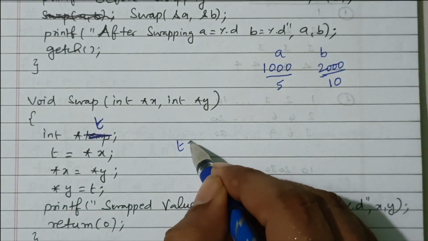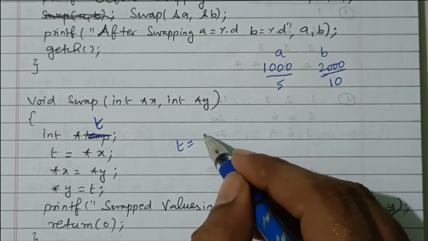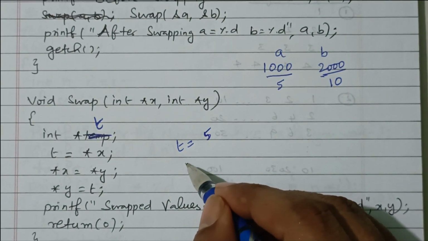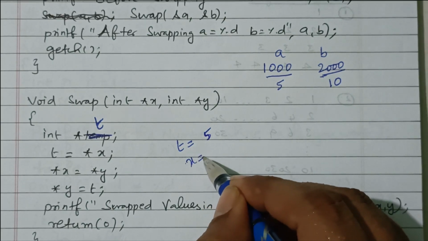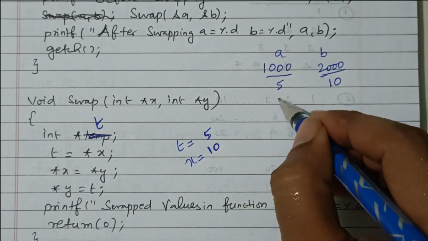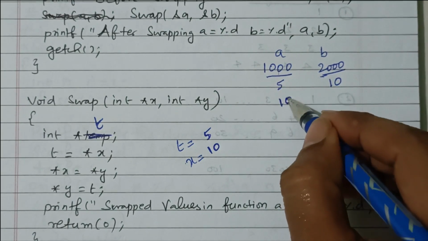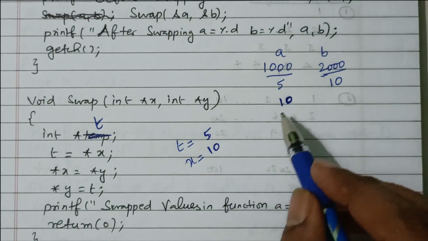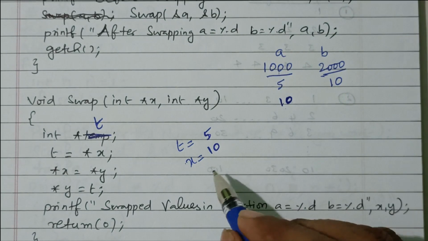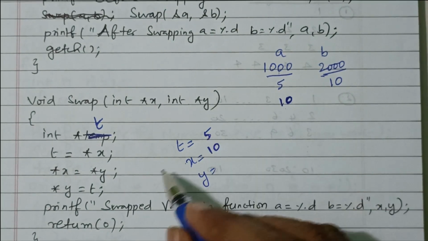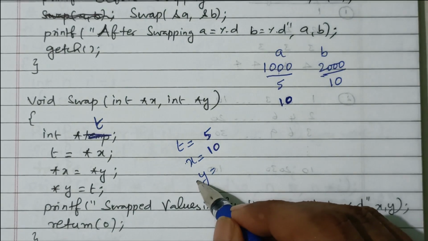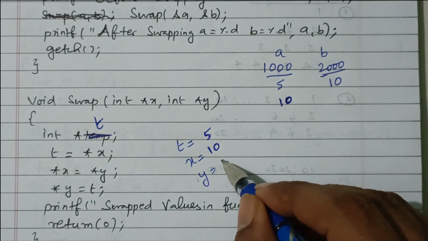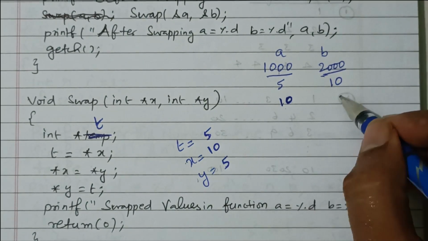So what will happen? T equal to star x. Right? Star x means value. The x value is 5. Right? Now star x equal to star y. What will happen? X equal to 10. So permanently it will store the 10. In the address itself, it will be replaced, not the value. The content of the address is updated from 5 to 10. Now the value 5 is stored in the variable t. So this is nothing but address, content of the address. So that is nothing but 5. Now y becomes 5.